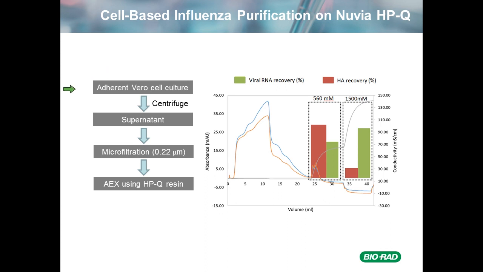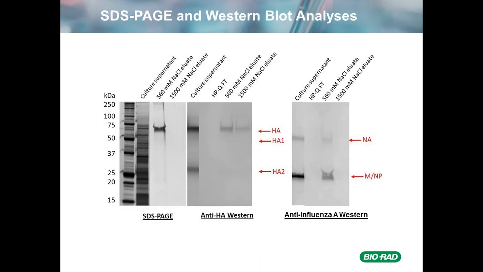On the left, I put what the process is. After virocell culture, there's centrifugation and microfiltration, followed by single-step purification on HPQ. On the right, I've shown the chromatogram of an early development step. Here's the load and flow through, and then there were 2 sequential elutions, one with about half molar salt, one with 1.5 molar salt, and you can see what the viral recovery in green and the hemagglutination recovery in red looks like. These fractions were analyzed with a number of techniques.